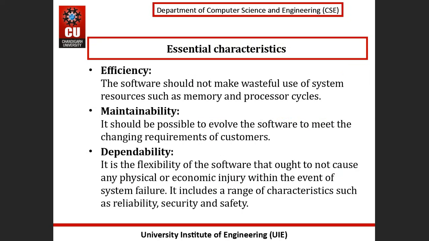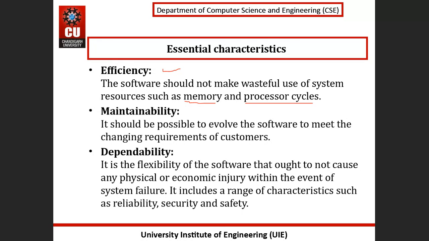Next, we have some essential characteristics of software products. First is efficiency. What is efficiency? We all know how efficient a software product is. The software should not make wasteful use of resources such as memory and processor cycles. So if it consumes more memory and processor cycles, it will run very slow. We can take that example in that way.